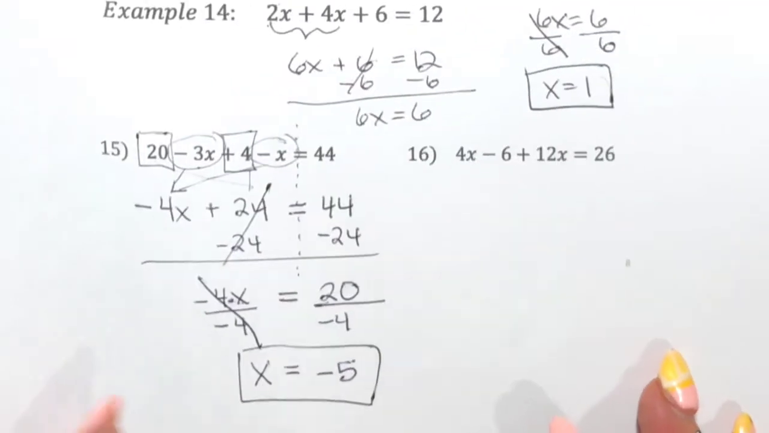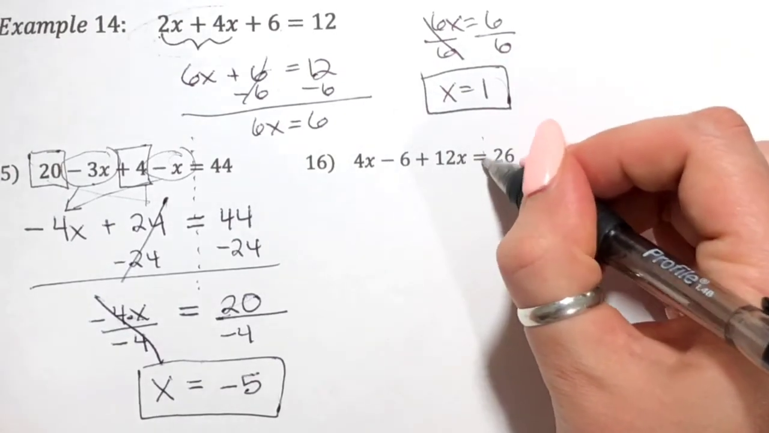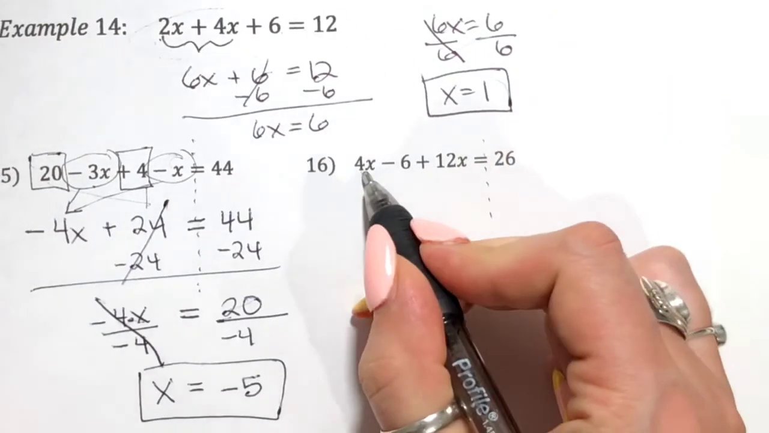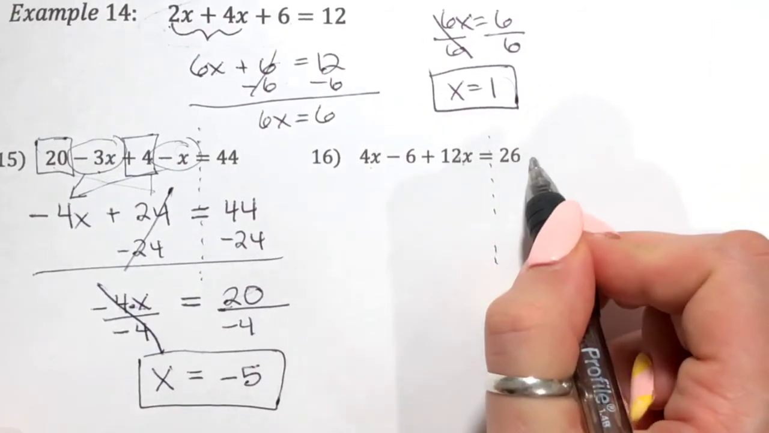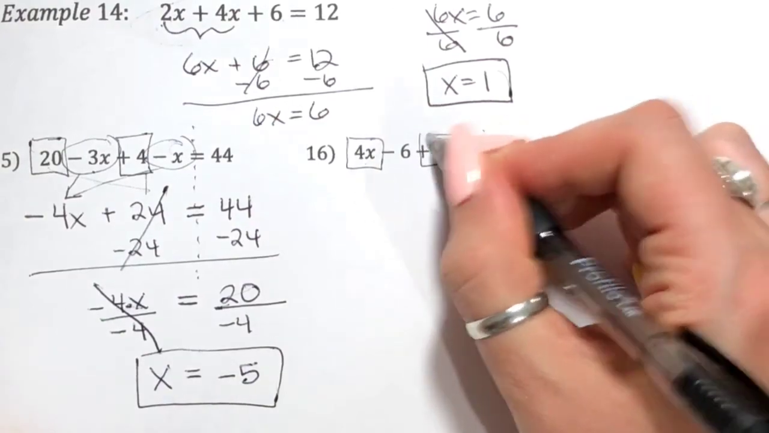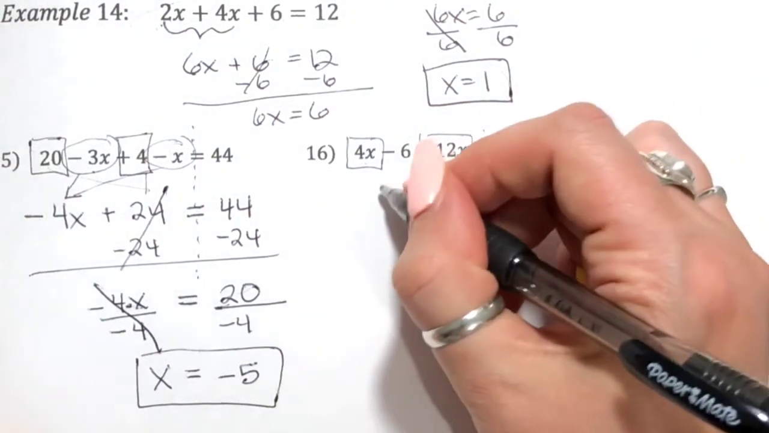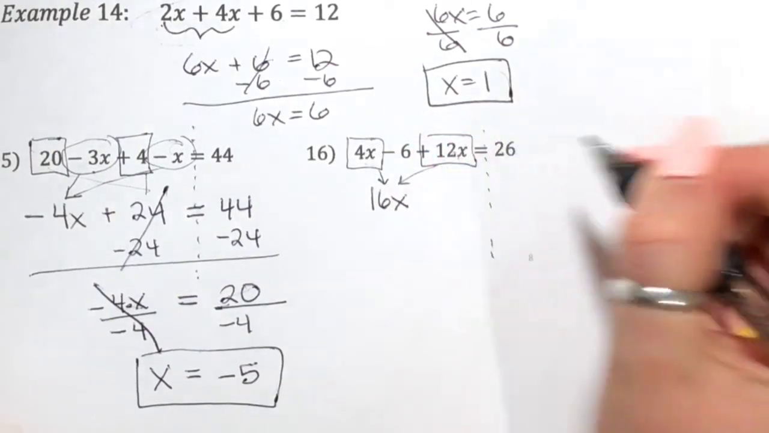And then one last problem like this, and then we'll be done for today. Remember, here's your equal sign. If you have x's on the same side, you're just going to go straight to combining them. You don't need to move them over here. So I have 4 x's, and I'm adding 12 x's. So 4 plus 12 is 16. So those combine to be 16 x's.